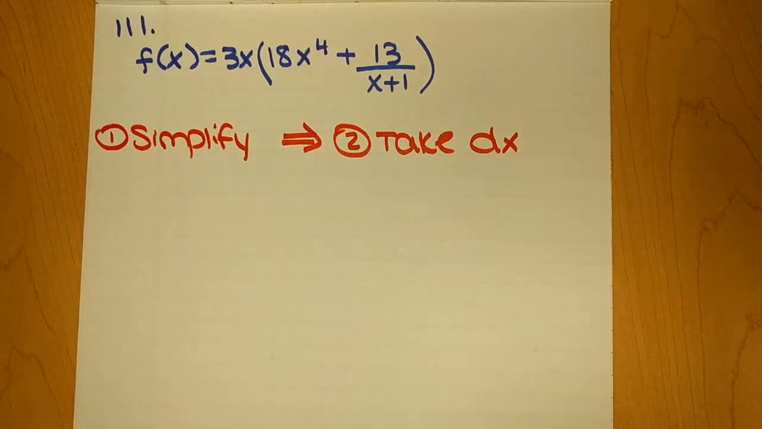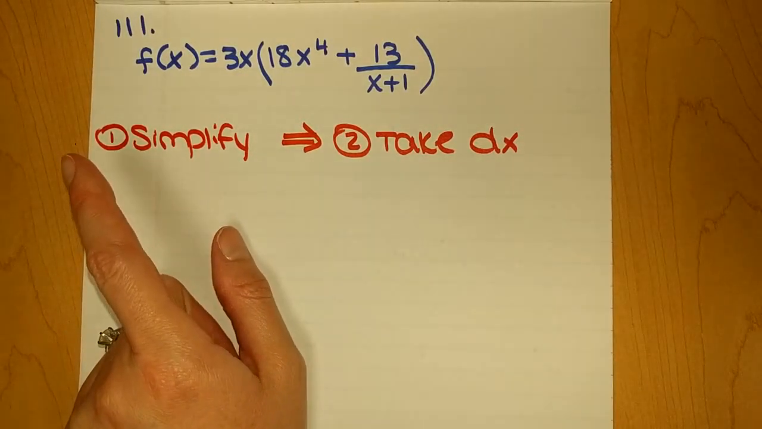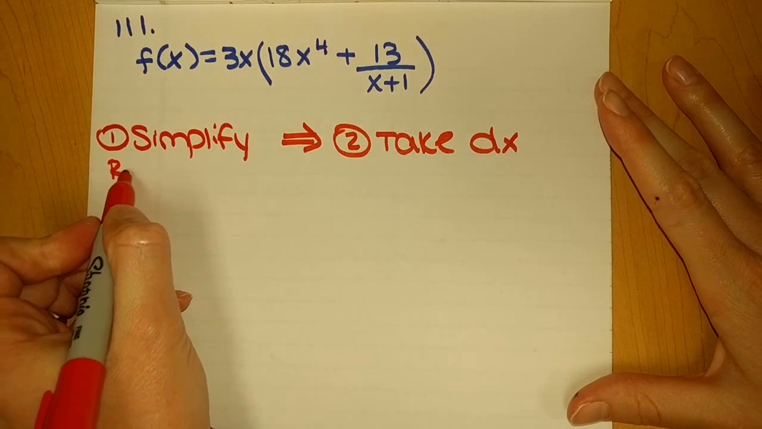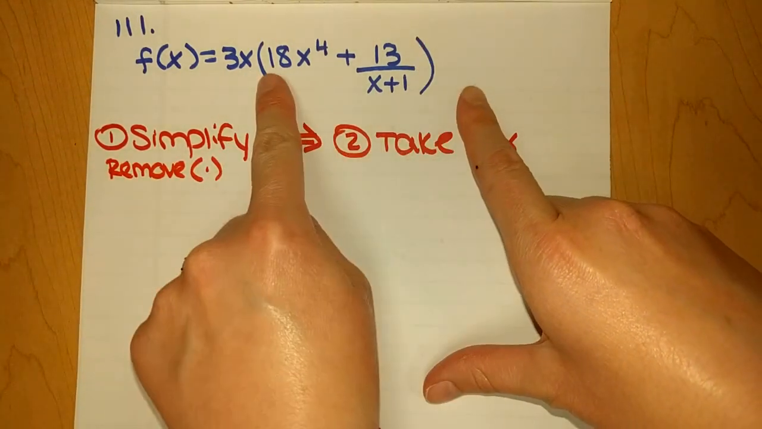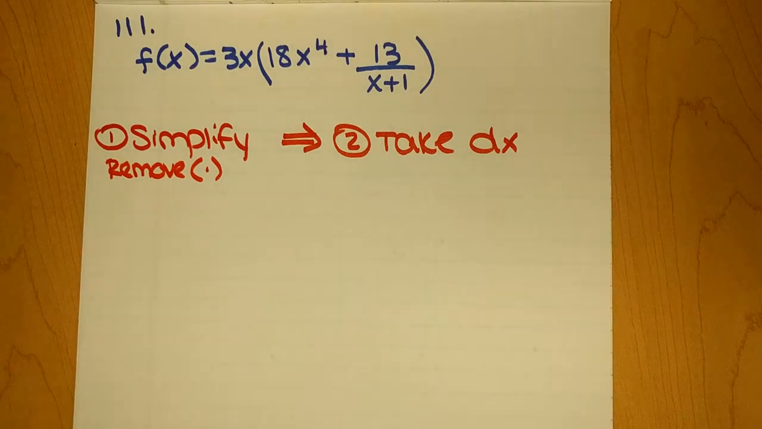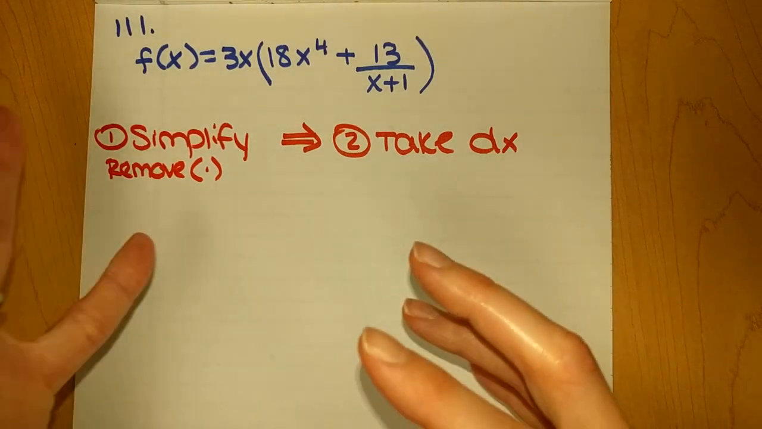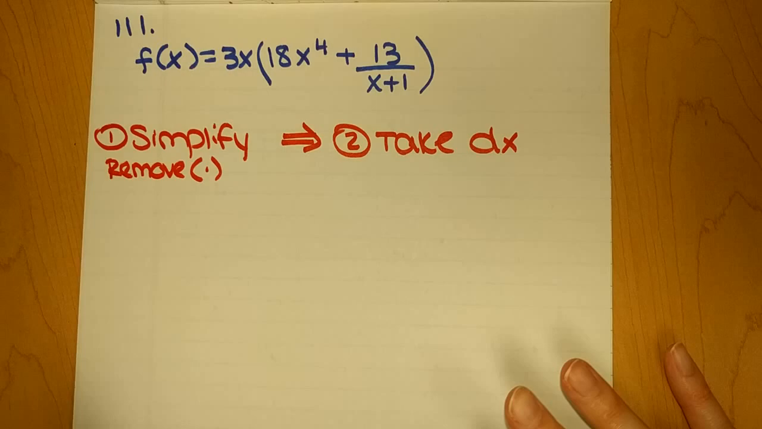For this question, the first thing you want to do is simplify, and simplifying always involves removing parentheses if there are parentheses. So you want to ask yourself, what is the implication of that parenthesis? Can I remove the parenthesis? And then once you simplify it, then you think about, how do I take the derivative?